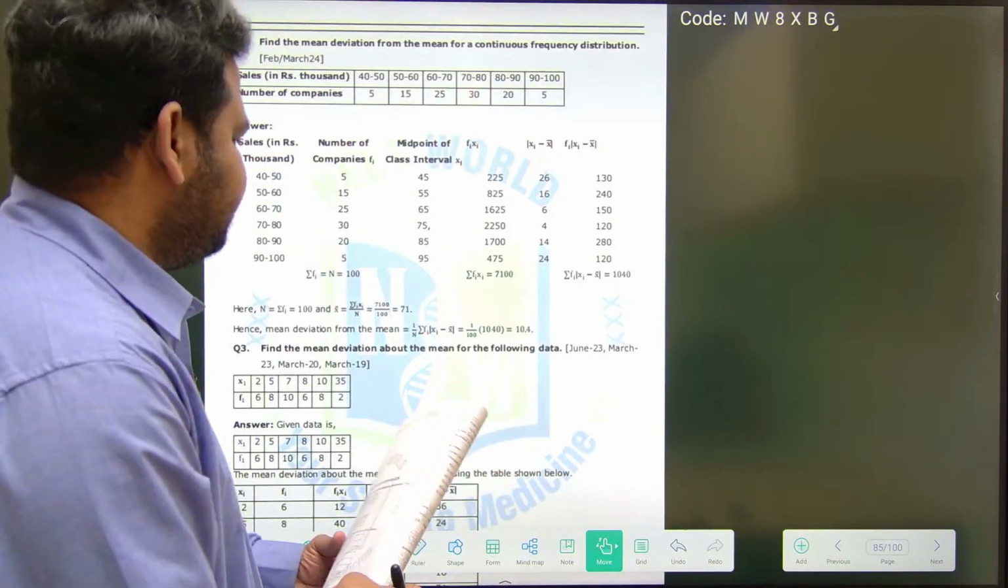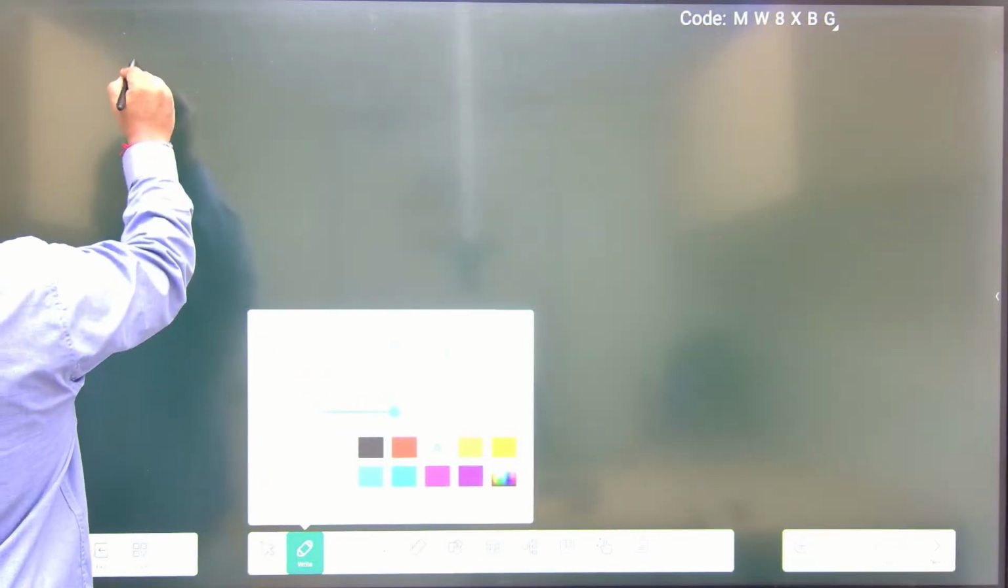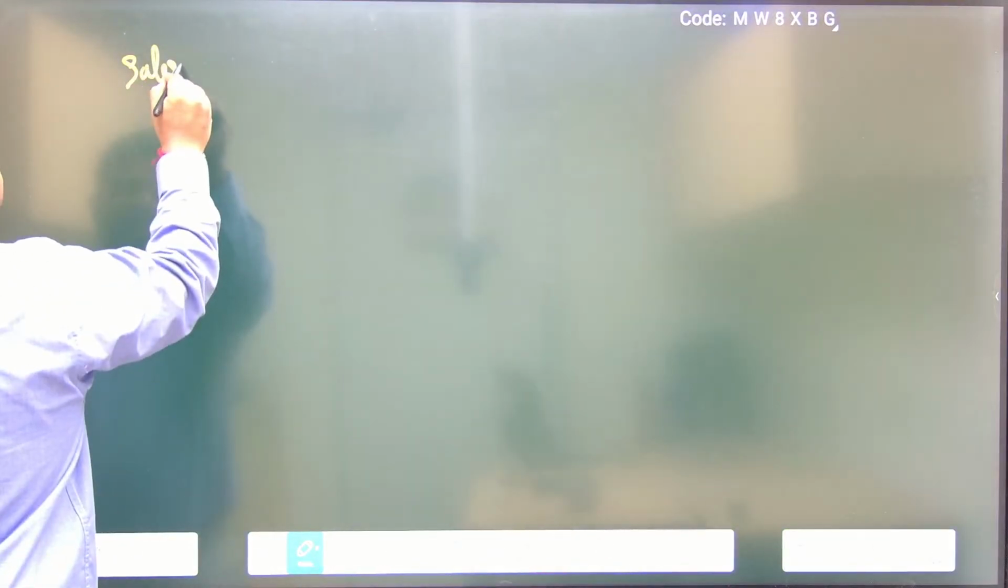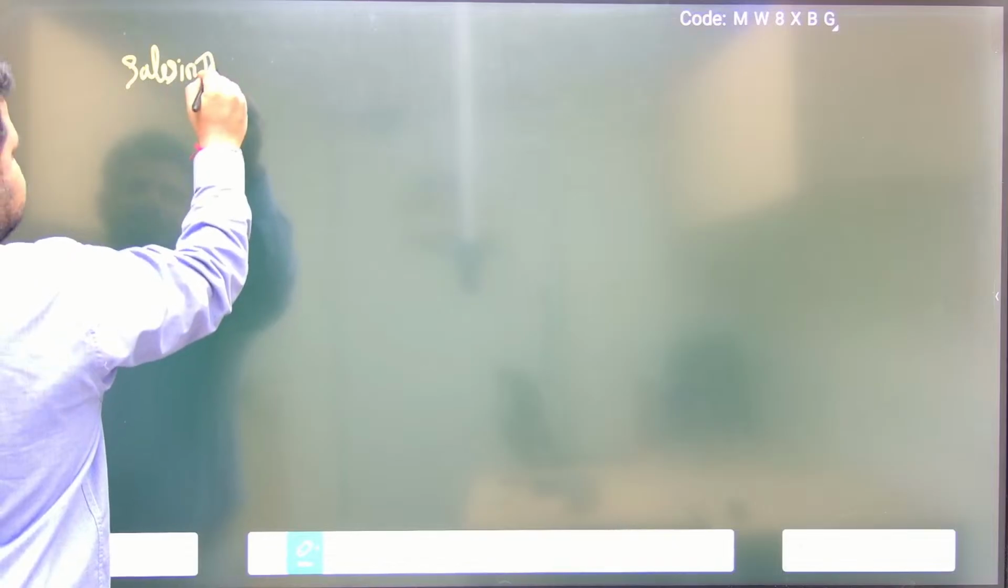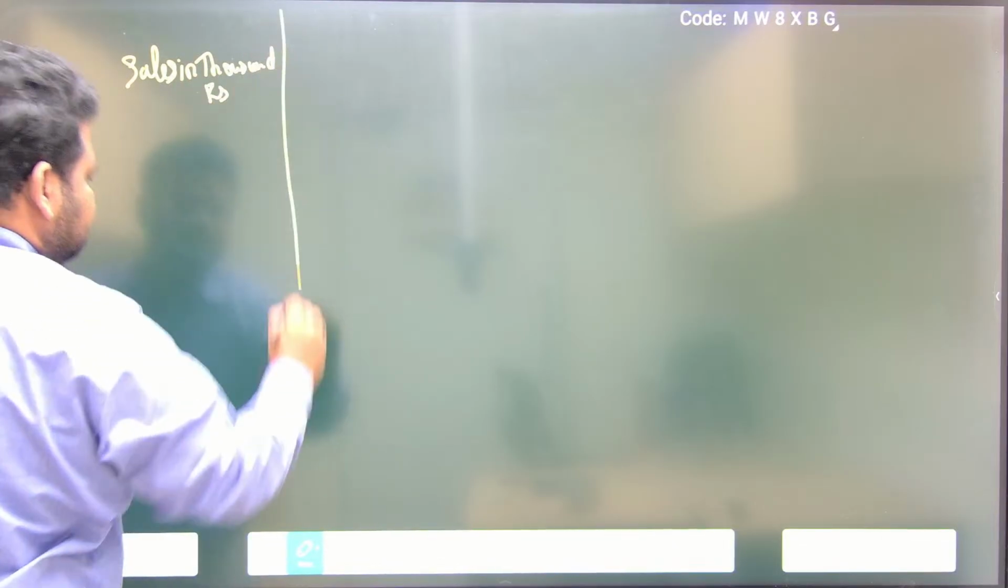So let us form the table for this question as well. What is the table that we can find? First they have given sales in 1000 rupees. Let us write down sales first. It is in thousands. Sales in thousands, 1000 rupees. This is the first column.